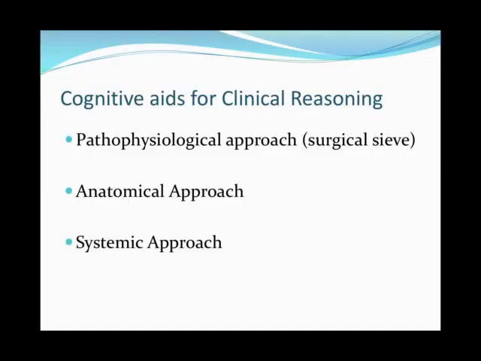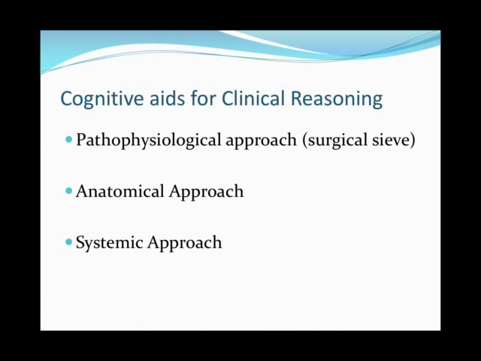Okay. Now we're going to talk about these different cognitive aids for clinical reasoning. These are things that we can use when we're making decisions that might help us create a better differential diagnosis. One is the pathophysiological approach. Sometimes people refer to this as the surgical sieve. A sieve is something that narrows something down, wide at the top but narrow at the bottom, so you can get ideas from a lot of different areas and then put them into one place.